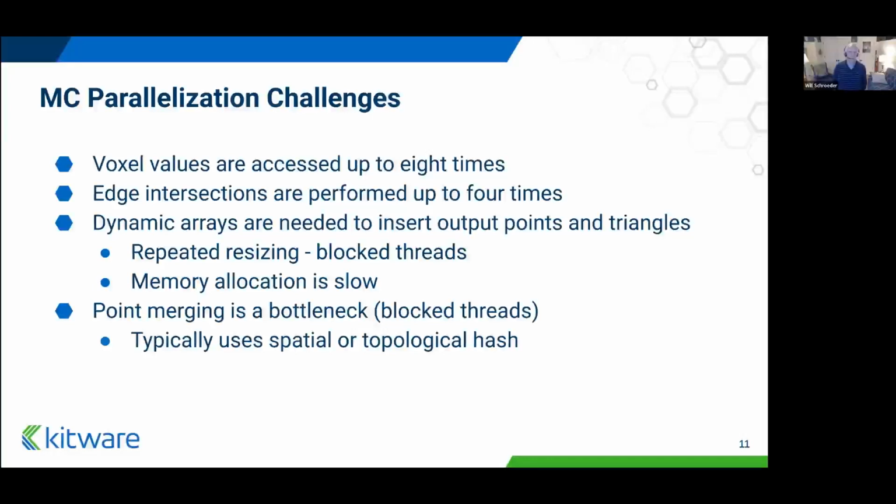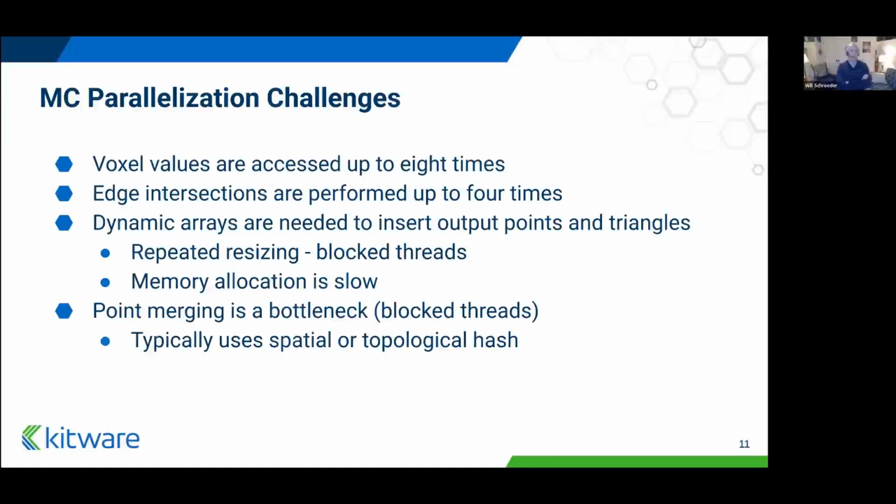So here are some of the problems with marching cubes as described in the literature. First of all, voxel values are accessed up to 8 times. That's a lot of extra data accesses that you don't need to do. Edge intersections are performed up to 4 times. Each interior edge in a volume can be used by 4 different voxels, so that's potentially duplicating computation.